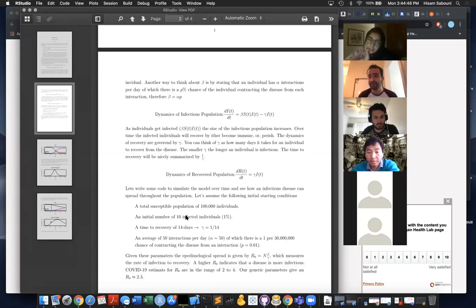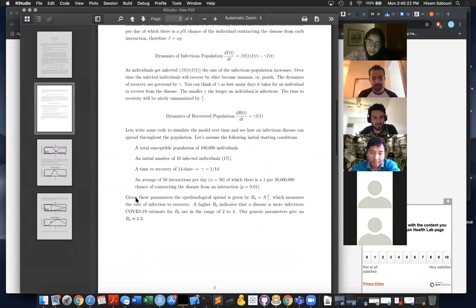We'll assume that if you're infected, it's going to take you roughly 14 days to recover. And for our baseline, we're going to assume that the average person has about 50 interactions per day, and for every single one of those interactions, there's a 1 in 30 million chance you contract the disease. Which is a pretty small number, right? You can walk to the grocery store and be fine, as long as that guy doesn't cough in your face right at that exact moment.